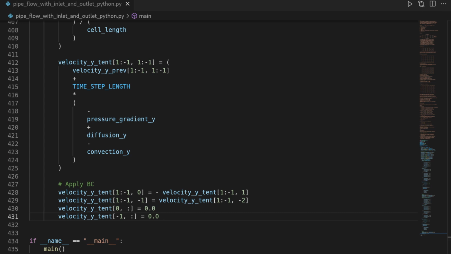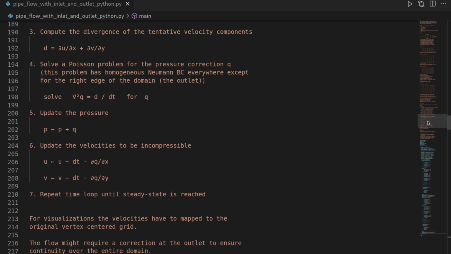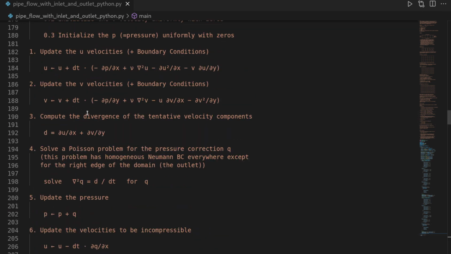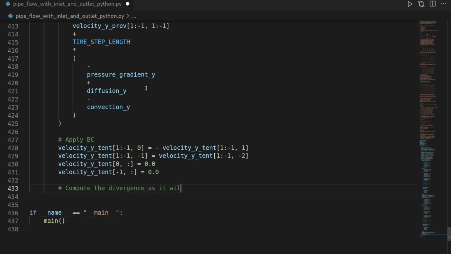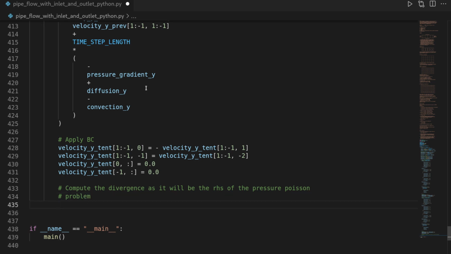Then let's take a look at our algorithm on how we should proceed. So we have the second step done. Now we have to compute the divergence of our tentative velocity components, and we do that by the central differences that we've also used in the update routine. I will call this compute the divergence, as it will be the right-hand side of the Pressure Poisson problem that we are going to solve afterwards.